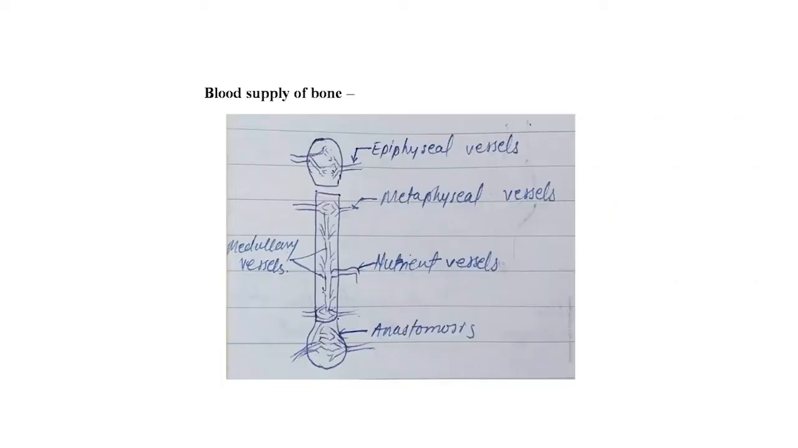Now the blood supply of the bone is clearly seen here: medullary vessels, epiphyseal vessels, metaphyseal vessels, nutrient vessels and anastomosis of the vessels. By this way the blood supply of the bone is continuing.